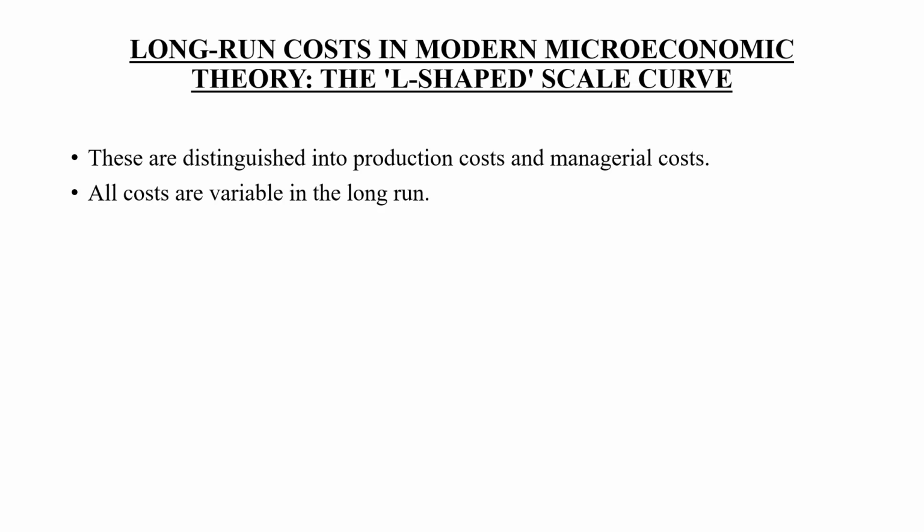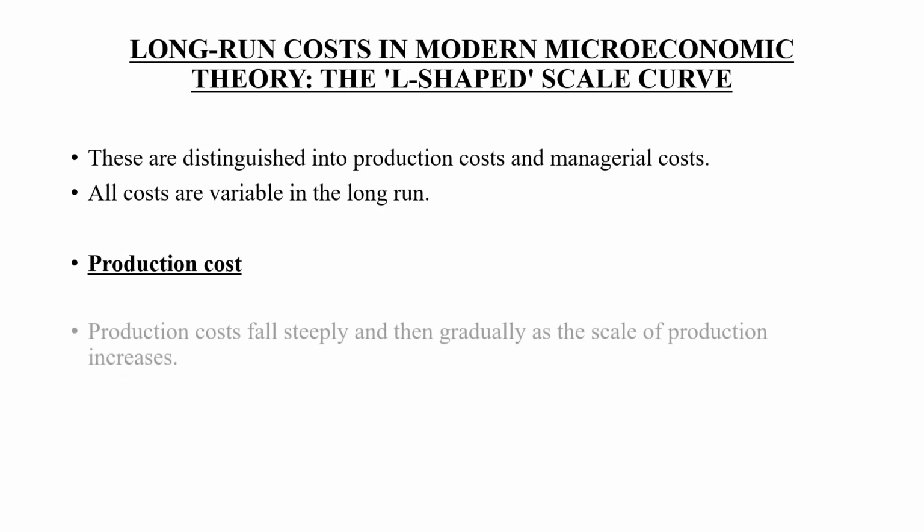At very large scales of output, managerial costs may rise. However, the fall in production cost is more than the increase in the managerial cost, so that the total long run average cost falls with increase in scale.